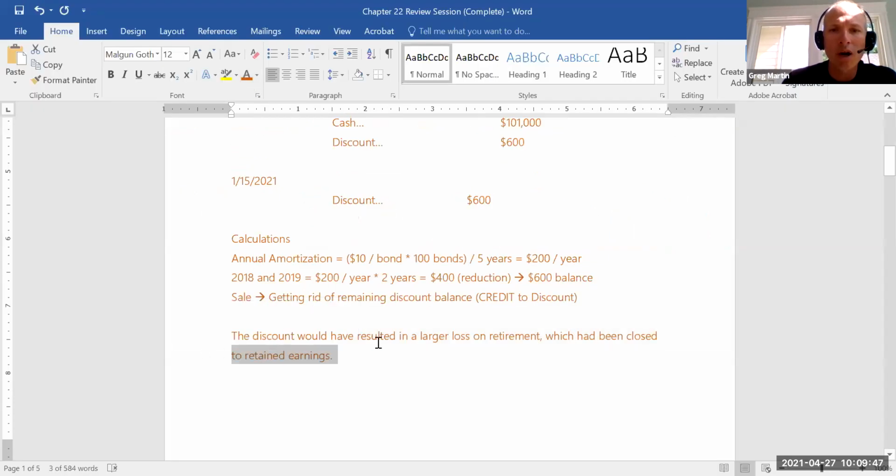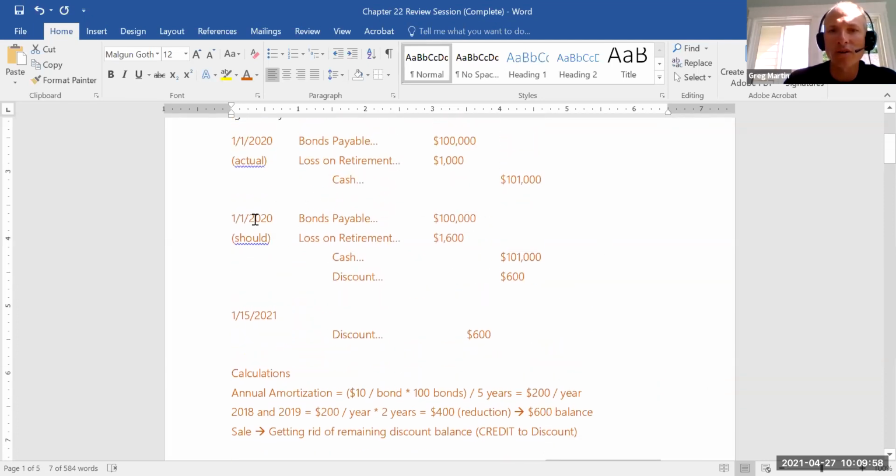So we know that the discount would have resulted in a larger loss, but this is important. The loss had been closed to retained earnings. So in other words, as soon as this sale takes place at the end of the year, December 31st or whatever, that would have been closed to retained earnings. So in other words, there's no balance in that loss on retirement account. It's been closed to retained earnings.